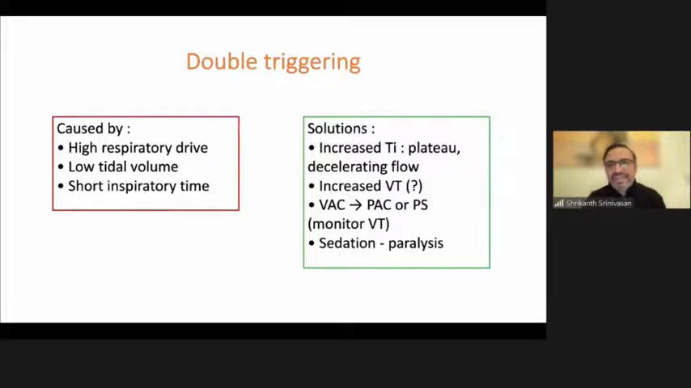Right? We can theoretically increase the tidal volume, but obviously that will be the last step to do because we are deliberately keeping the tidal volume low for a specific reason, for being lung protective. We can change from a volume assist mode to a pressure control assist control or a pressure support mode. And obviously when it becomes too much and the double triggering is a constant phenomenon, we can sedate and we may even resort to paralysis, but that will be the last step.